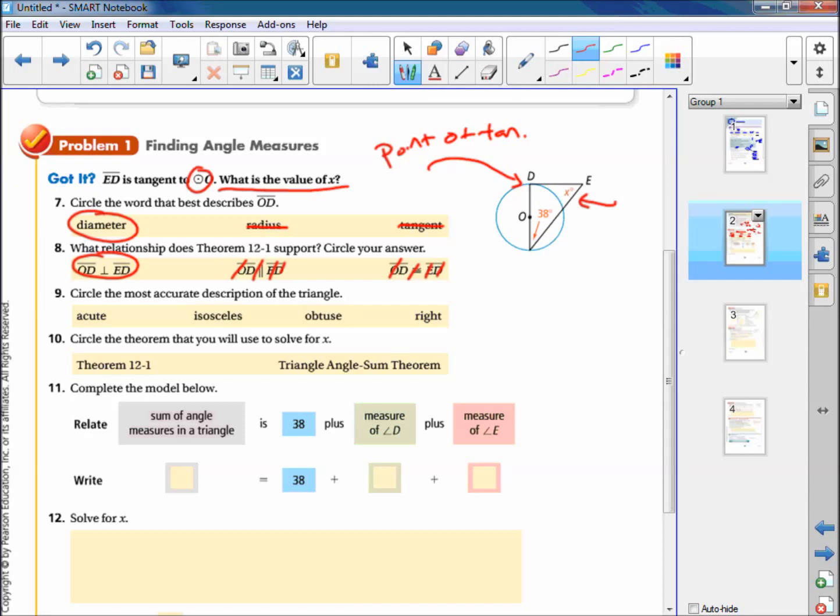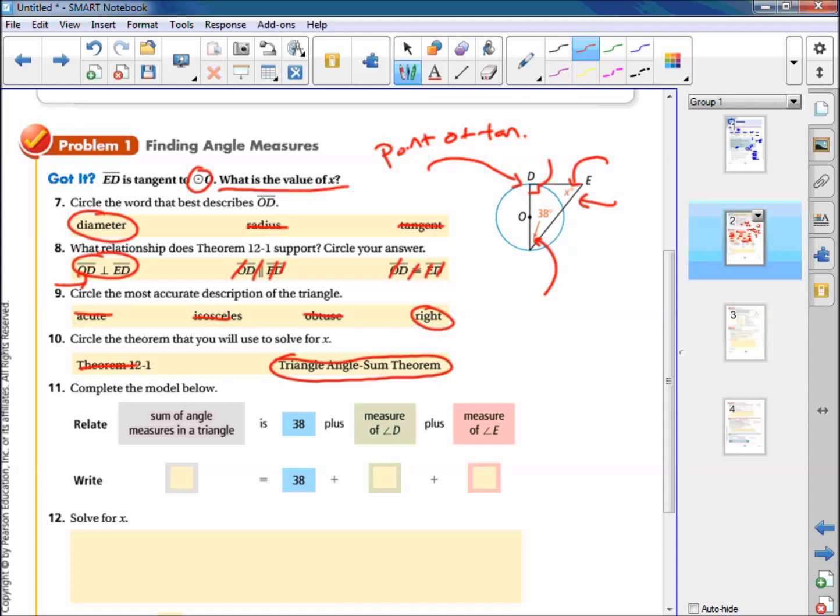Circle the most accurate description of the triangle. So this is going to be a right triangle because we have perpendicular. That means we formed a right angle there. Circle the theorem that we'd use to solve for the measurement x here. We're going to use the triangle sum theorem. The triangle sum theorem says all three angles of a triangle should always add up to 180. And we know one of them is 90 now. We know another one is 38, and we're missing the third one.